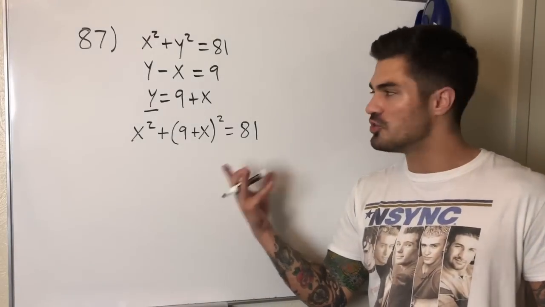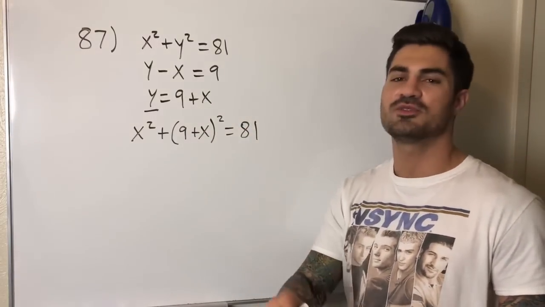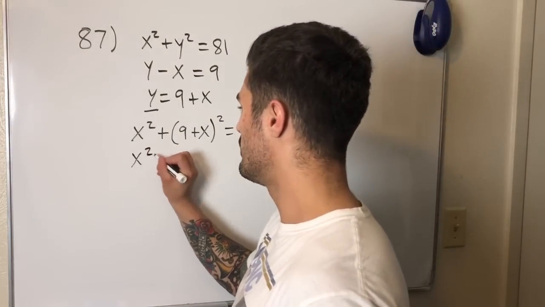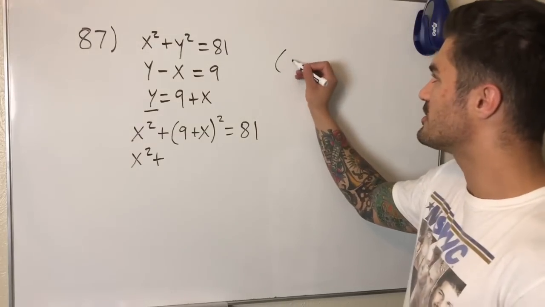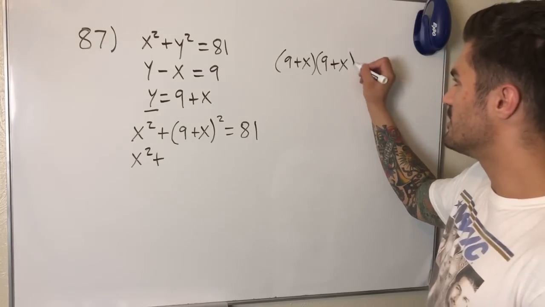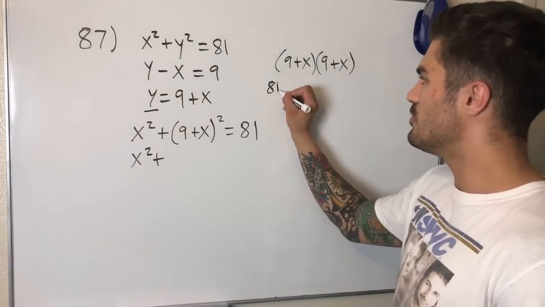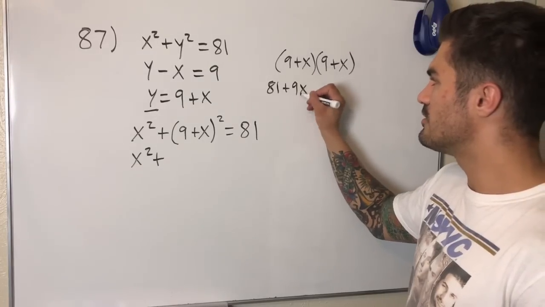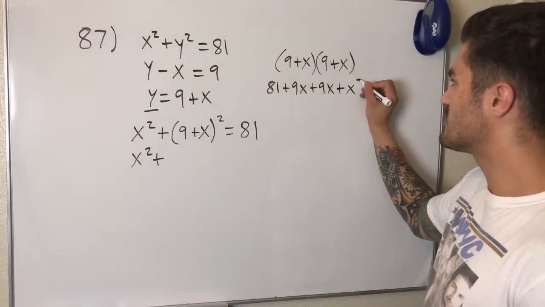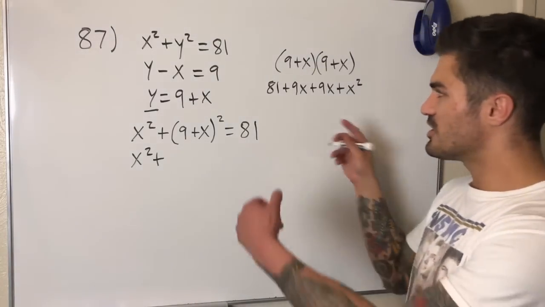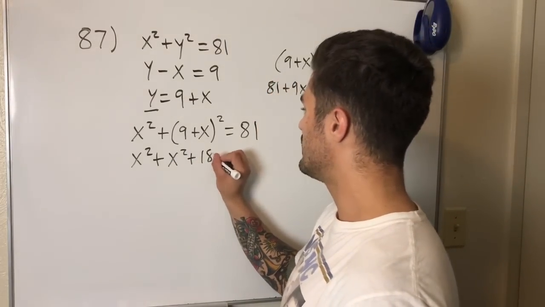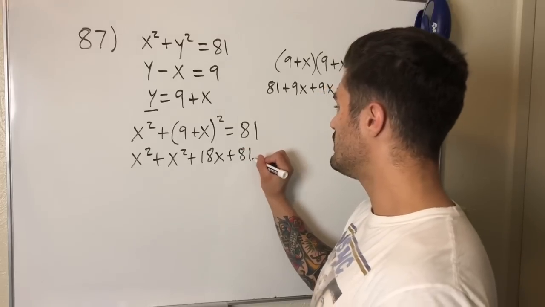So I have to FOIL this out. Don't make that mistake of distributing the square. The biggest mistake, if you do that, a kitten dies, all right? Don't do that. You don't want a kitten to die. So x squared plus, this has to be FOILed out. You can do that off to the side if you want. 9 plus x times itself, right? That's what the square means. So that becomes 9 times 9, that's 81, plus 9x, plus 9x, that becomes 18x, plus x squared. I'm going to arrange and combine the like terms: x squared plus x squared plus 18x plus 81 equals 81.